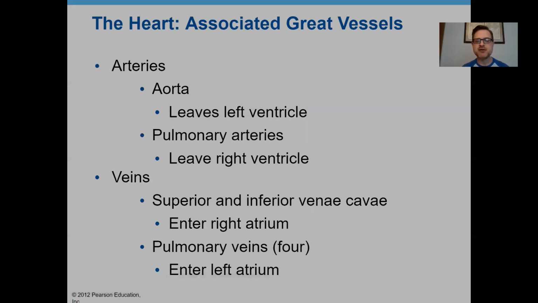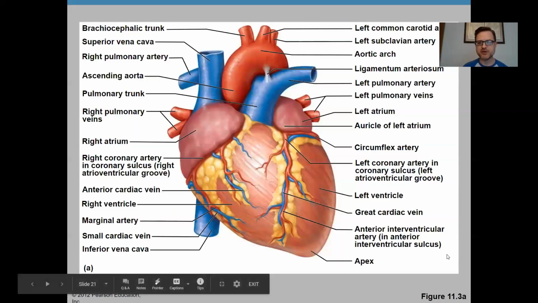Anyway, the main arteries coming off your heart are the aorta going to your body, and the pulmonary arteries going to your lungs. The main veins associated with your heart would be the superior and inferior vena cava. They're the ones that collect blood and enter into the right atrium. Then your pulmonary veins, there are 4 of them, bring blood from your lungs into your left atrium. Let's show a quick picture.